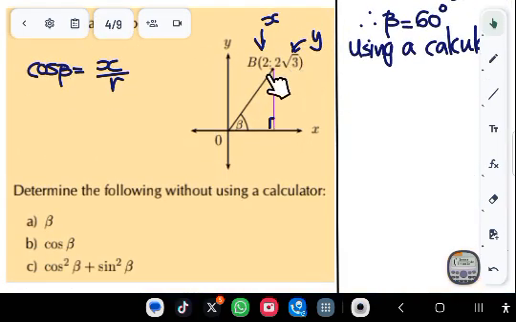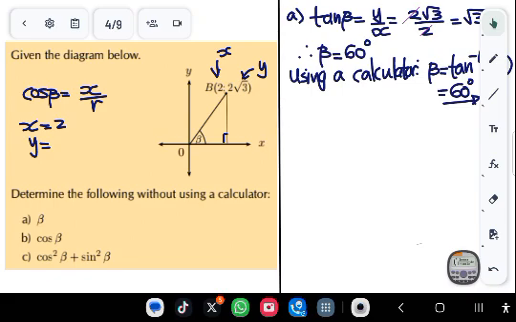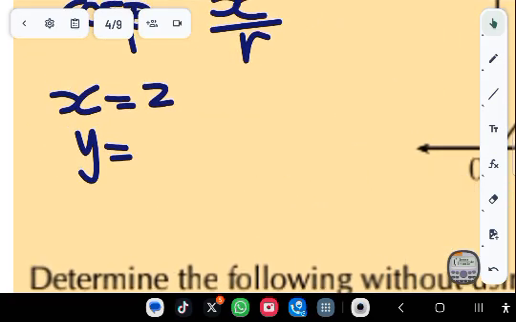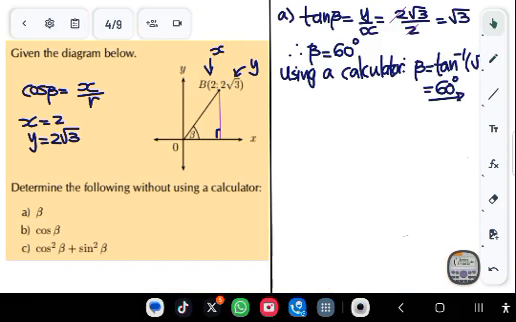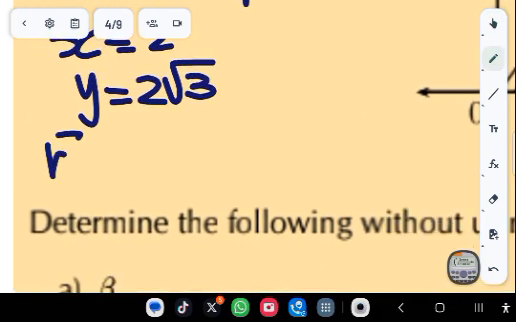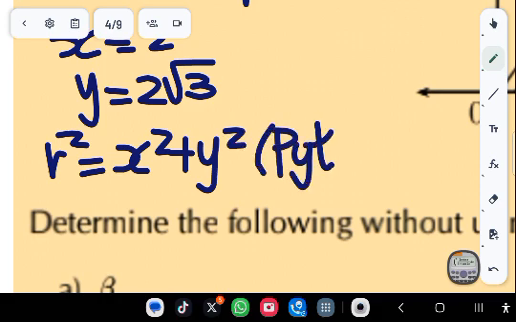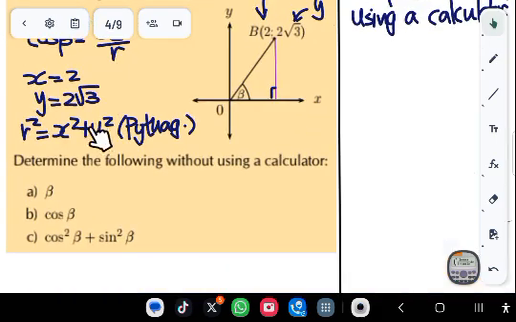Now, from this one, we've got our x equals 2, and then we've got our y equals 2 root 3. We don't have r. To find r, we must use the theorem of Pythagoras. r squared is equal to x squared plus y squared. And for the reason, Pythagoras, you must state the reason. You get marks for that. And then you use this to find the r.